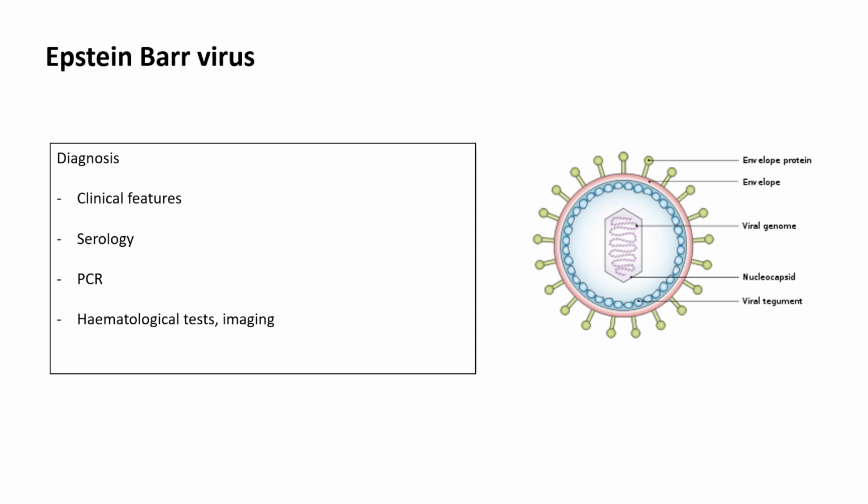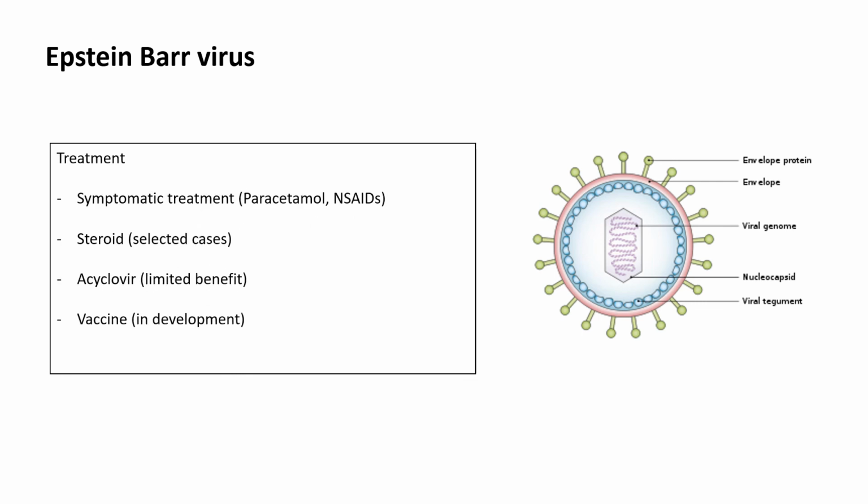Diagnosis of EBV infection involves clinical review aided by serology, and PCR when required. PCR is useful if the patient is immunocompromised, as serology could be unreliable. Blood tests, blood films and imaging also help in our diagnosis.